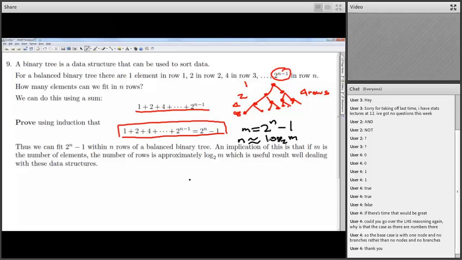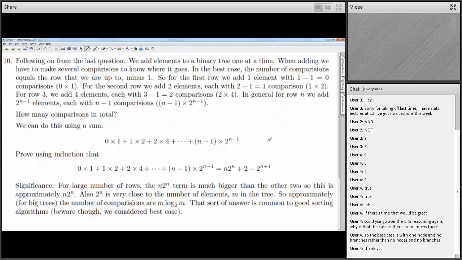And that result's useful. Knowing the relationship between the number of elements and the number of rows is handy to know how much space it's going to take, and things like that, and also how efficient it is, which I'll explain in a second. Binary trees are good for searching for stuff.